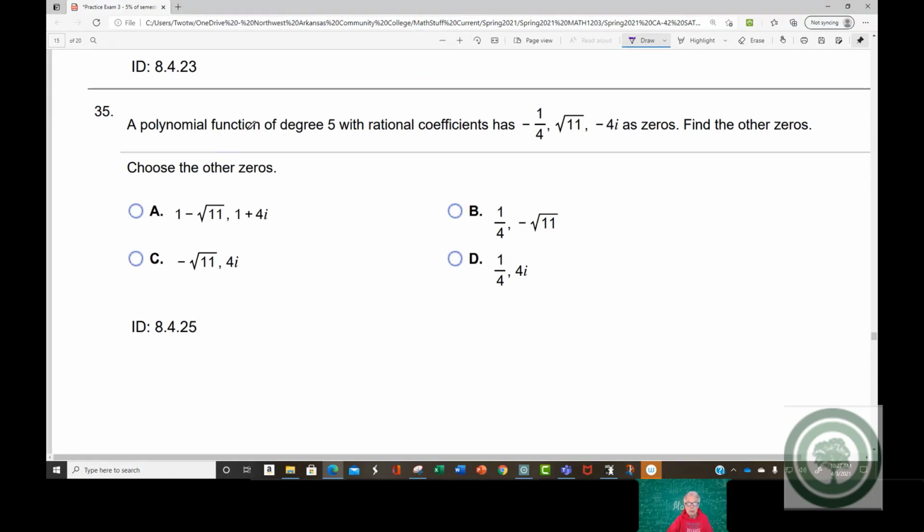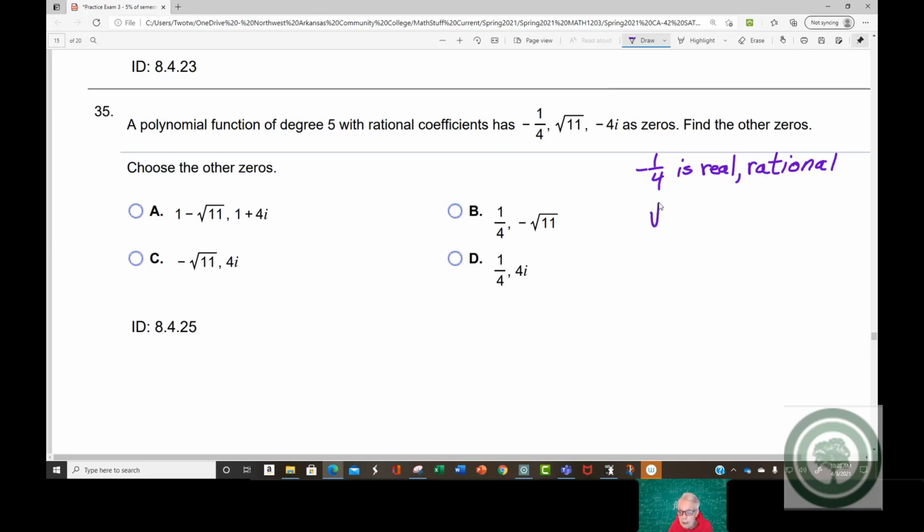And now a polynomial function of degree 5. What are we gonna do? Well, here are 3 of the zeros. Negative 1/4 is rational. It's real and it's rational. It's not going to double up or anything. It's okay to stand by itself.